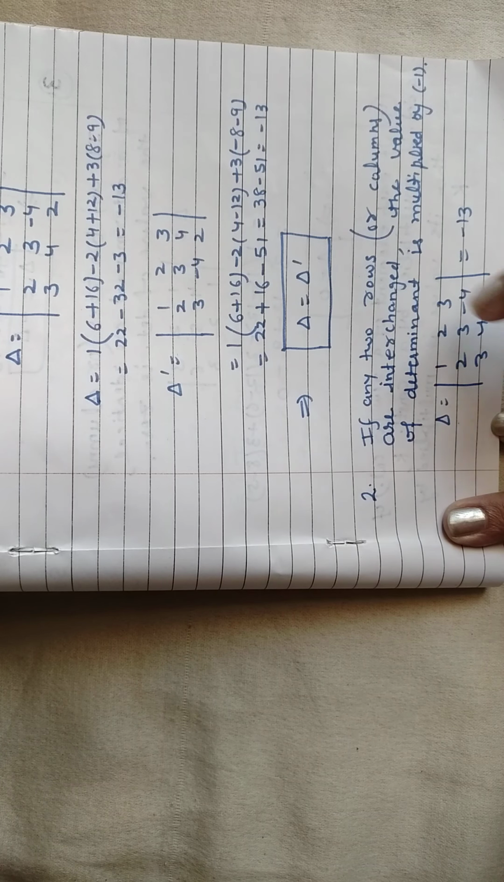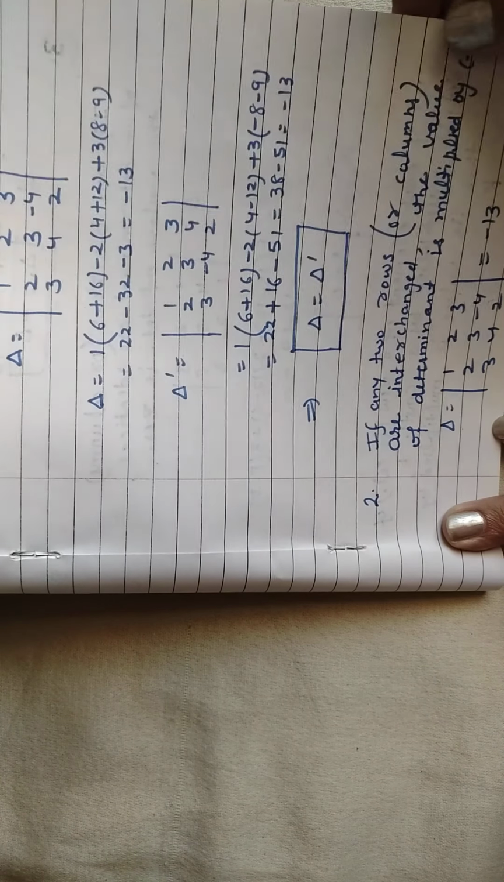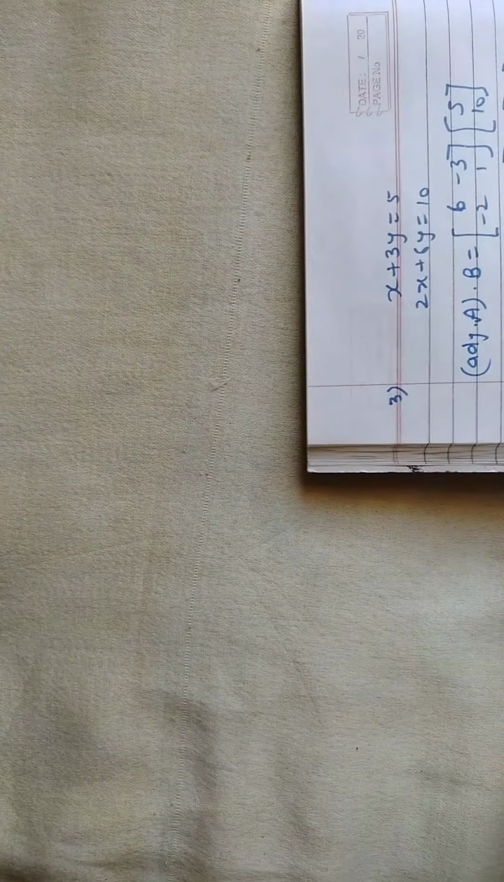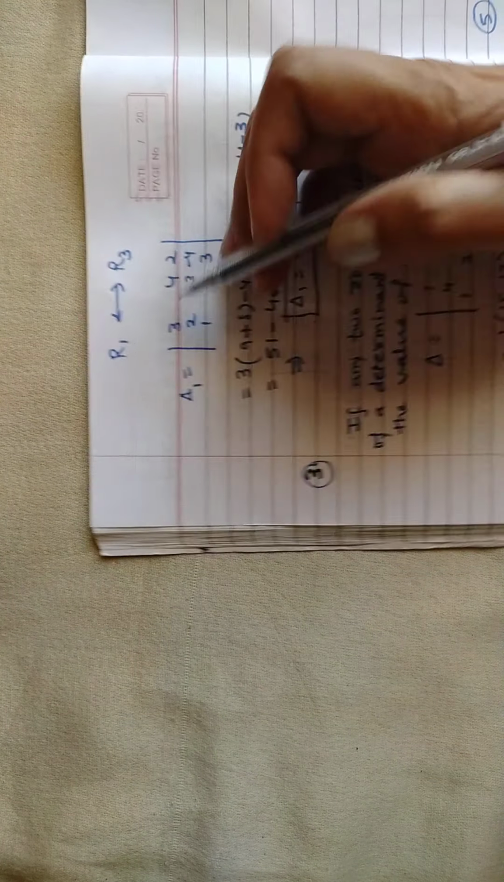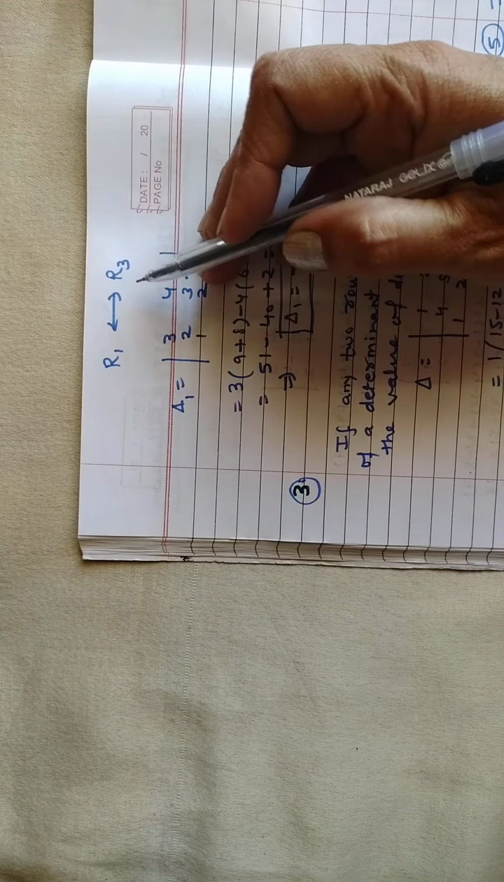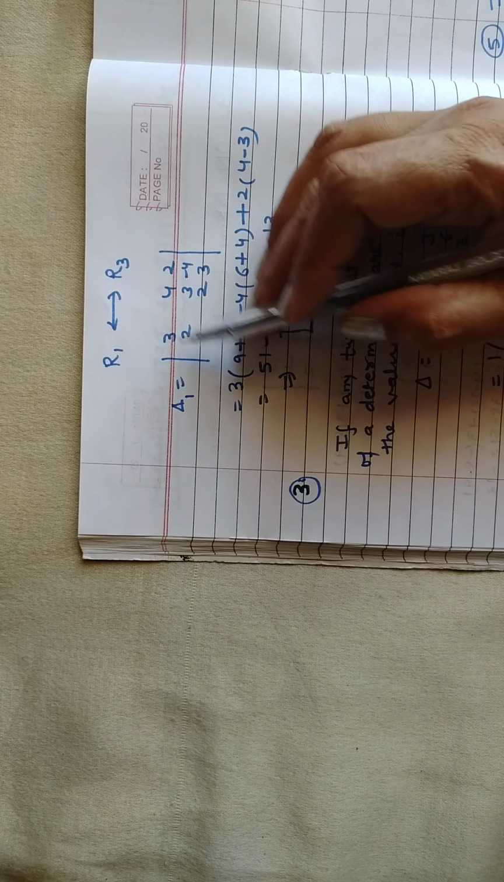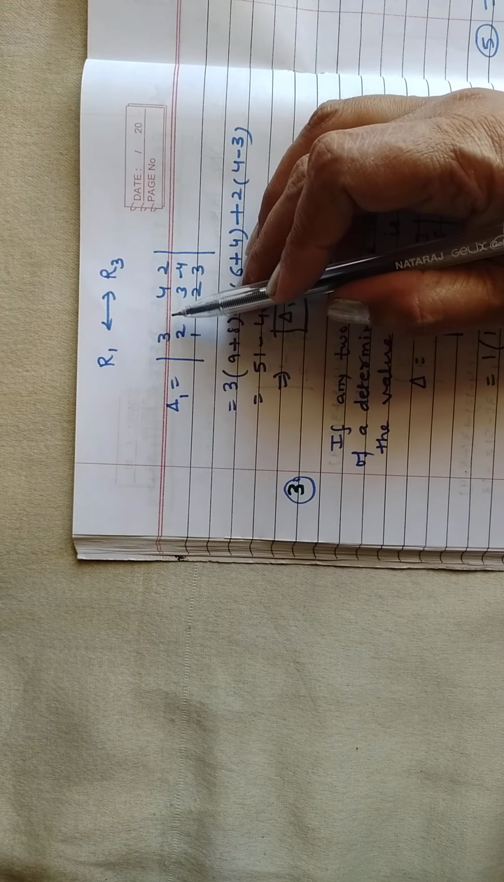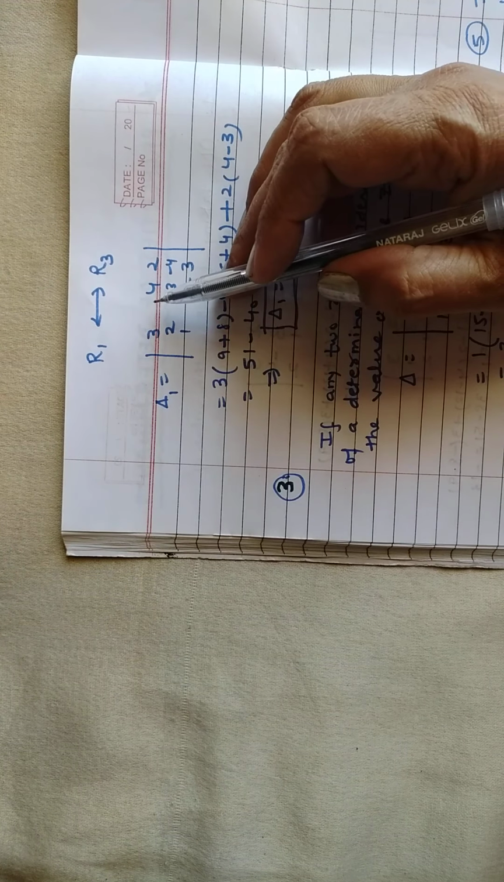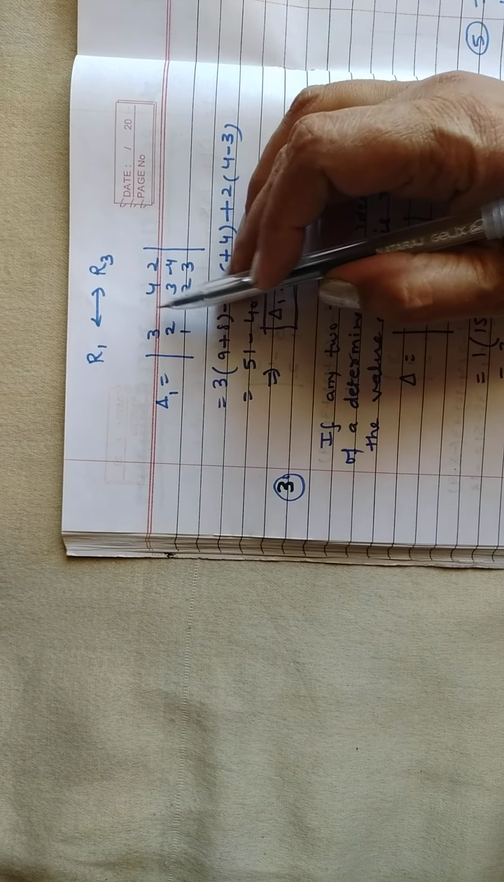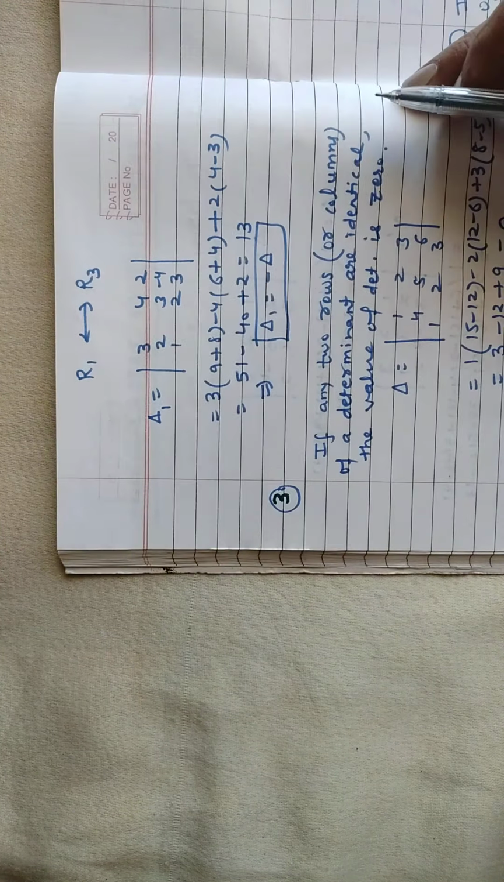If we change any two rows, suppose I am changing the first row and the third row, 1 2 3 and 3 4 2, I will interchange these rows. Then I will write R1 interchange R3. 1 2 3 has come in place of R3 and R3 has gone up in place of R1. So after interchanging these two rows, the value of delta now is coming out to be plus 13, right?